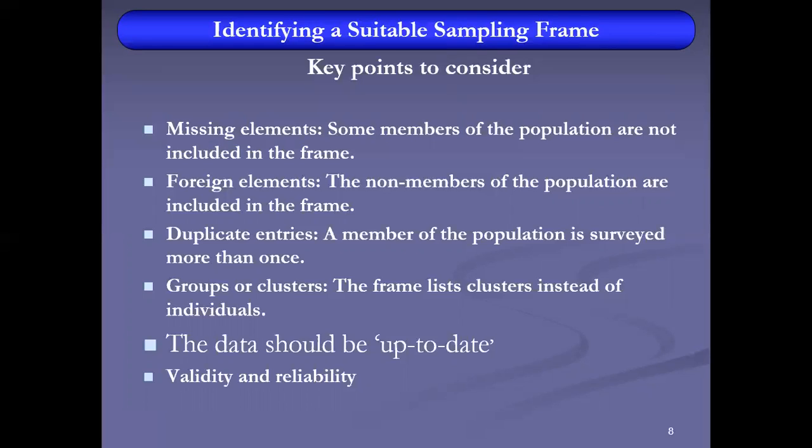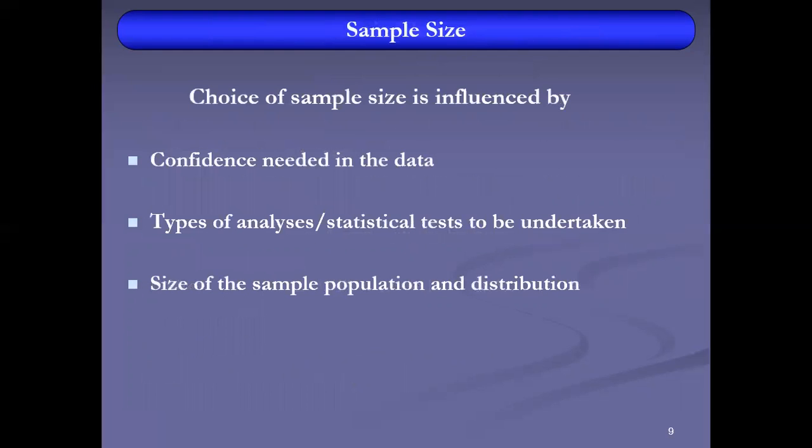So if the data is up to date, then there is a chance the sample frame would be up to date, accurate, and suitable, and we can select a sample that is appropriate and representative. And then validity and reliability. We will also discuss the validity and reliability of the sampling in coming slides.